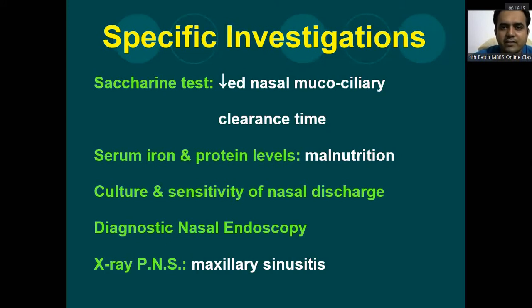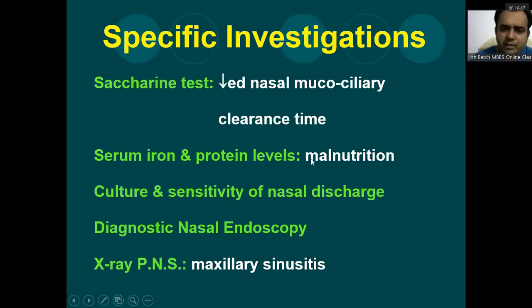So what are the different investigations that you can do? It is usually a clinical diagnosis, right? But if you are confused or if you suspect some other disease, then these are the tests that you can do. Saccharine test, decreased mucociliary clearance time. I have already told you about this in the physiology class. We put a drop of saccharine here, and after 15 to 20 minutes, it can be tasted in the oropharynx. So it denotes that the ciliary function is optimal.